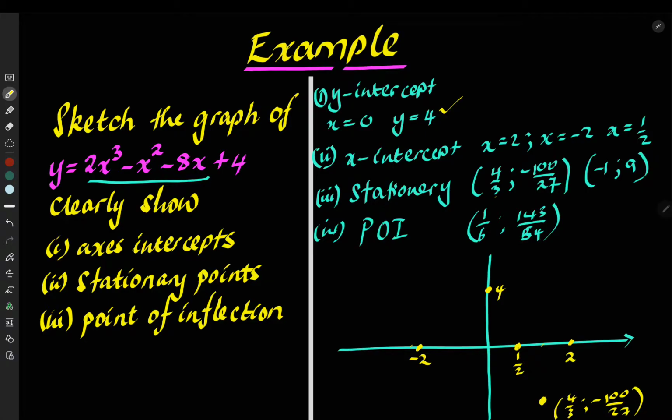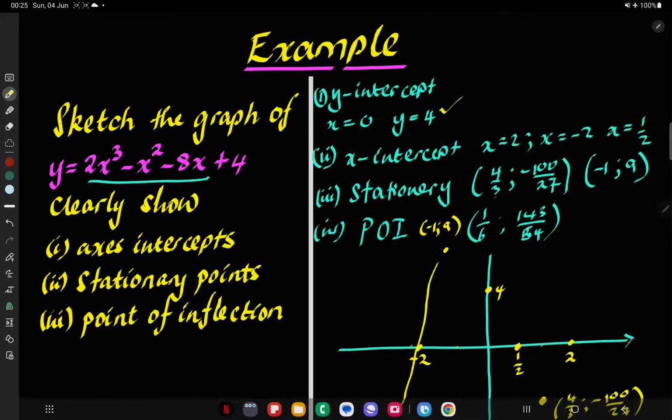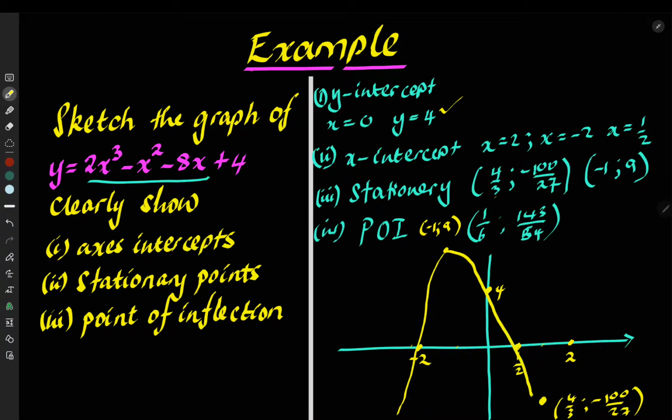Now the other turning point will be negative 1 and 9. So negative 1 is somewhere here, and 9 will be somewhere there. So that will be another turning point, negative 1 and 9. Then you can join these points like that, and you have got your cubic function. And these are easy 5 marks.